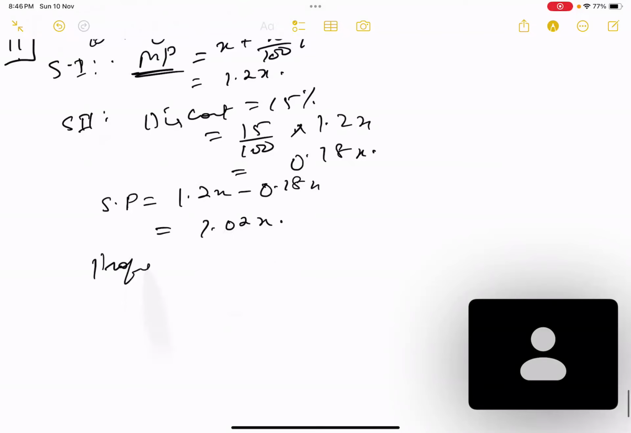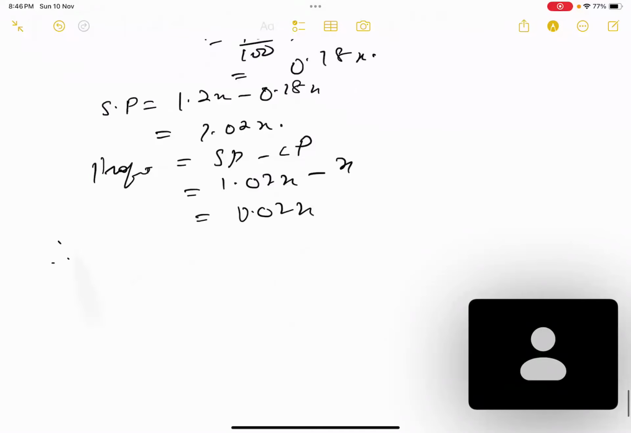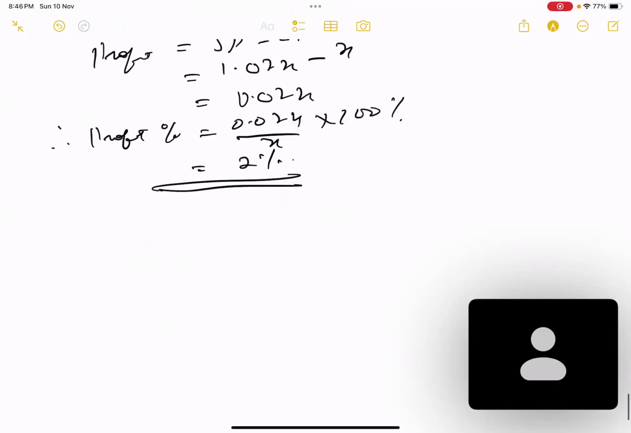Now profit is equal to selling price minus cost price. Selling price 1.02x minus x is equal to 0.02x. Therefore, profit percent is equal to 0.02x divided by x into 100, which is equal to 2%. So we found that profit percent is 2%. And since this profit percent can be found out without statement 3, we don't need statement 3, right? We need only statement 1 and statement 2.